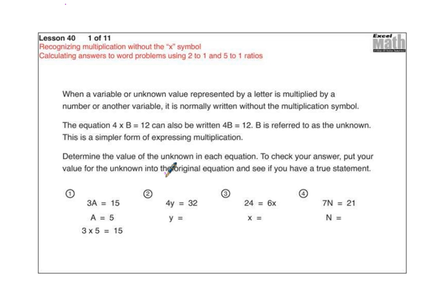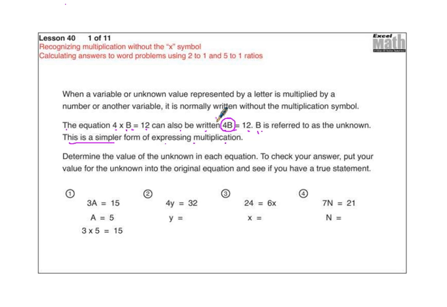Here we go. When a variable or unknown value represented by a letter is multiplied by a number or another variable, it is normally written without the multiplication symbol. In other words, the equation 4 times b equals 12 can also be written 4b equals 12. b is referred to as the unknown. b is the number we don't know. Of course, we can figure it out pretty easily, but this is a simpler form of expressing multiplication.